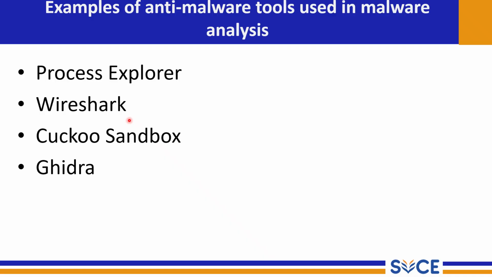Okay, so this is about the process explorer. And next one is Wireshark, which is used to analyze network traffic, which can reveal how malware communicates with its command and control servers. Okay, so this is about Wireshark. And next, we will see in detail about Wireshark.